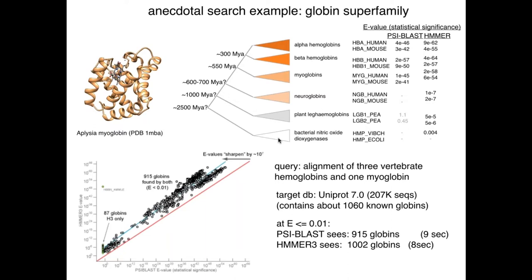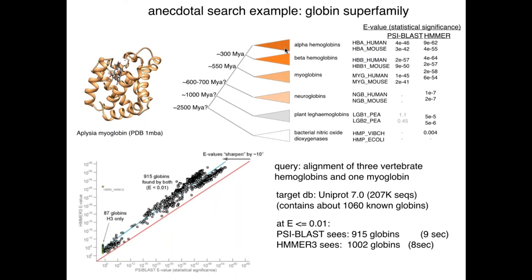So if we start these searches with three hemoglobins and one myoglobin, and we make an alignment of those and start PSI-BLAST, all of those representatives have just come from that top part of the tree. And what you find is what you pull back is that top part of the tree. So what you get from PSI-BLAST is pretty much what you put in.